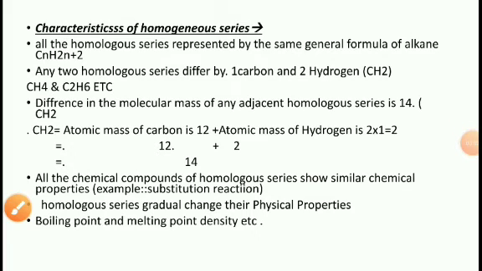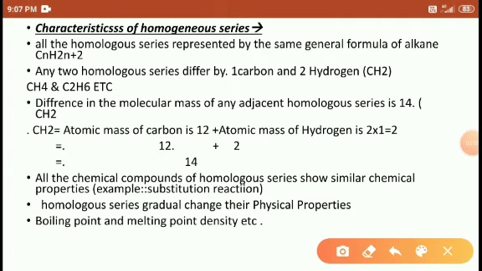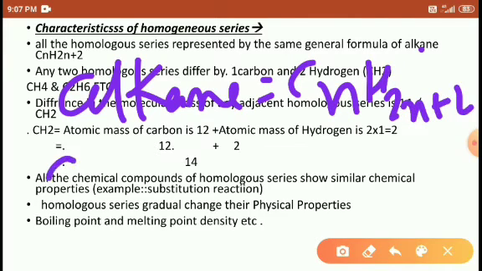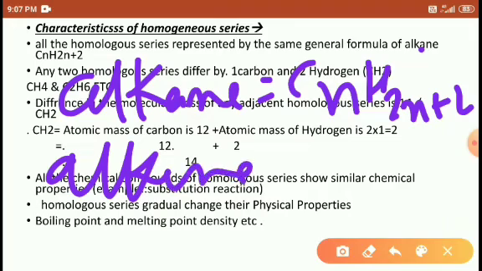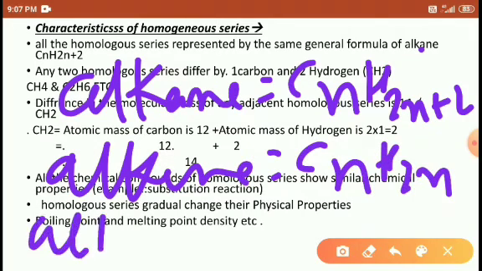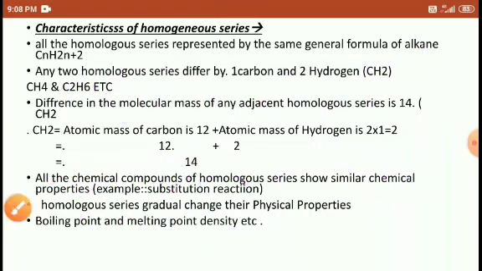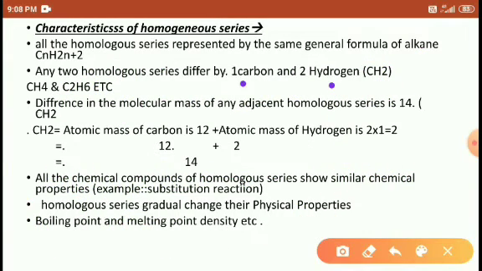The characteristics of homologous series. All the homologous series are represented by the same general formula. For alkane, CnH2n+2, and alkene, CnH2n, alkyne, CnH2n-2. Right. So two adjacent homologous series members differ by 1 carbon and 2 hydrogen.